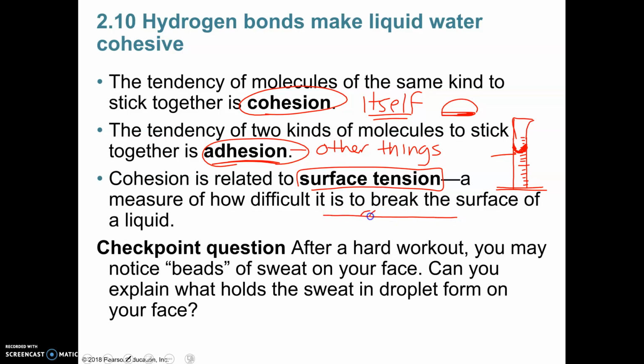So this is why a little water bug, which they have a picture of on the next slide, can actually walk across the surface and not fall through. It's not that the bug is less dense than water. In fact, I can float a paper clip on the surface of water if I'm really careful. It will sink if I bump it because it is actually more dense than water.